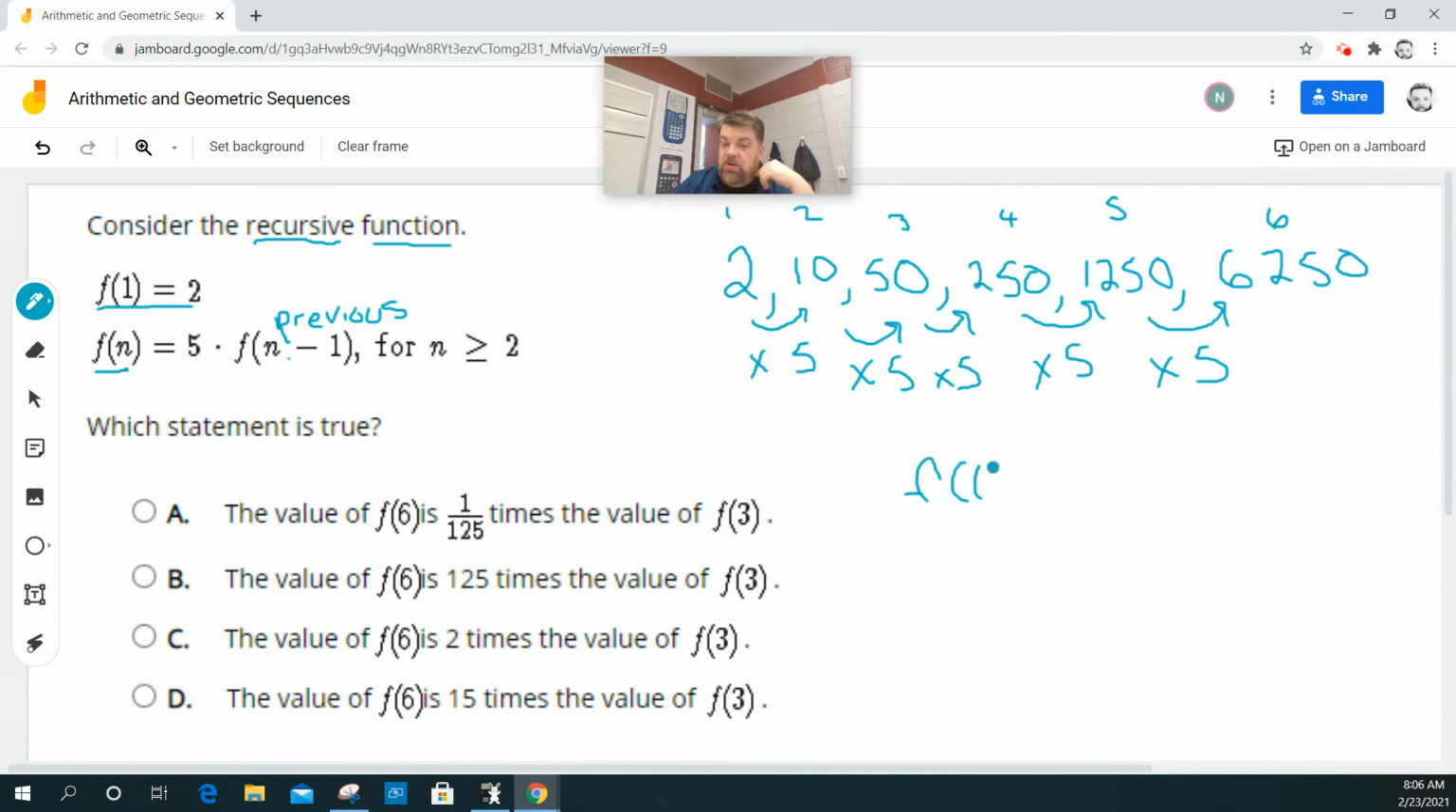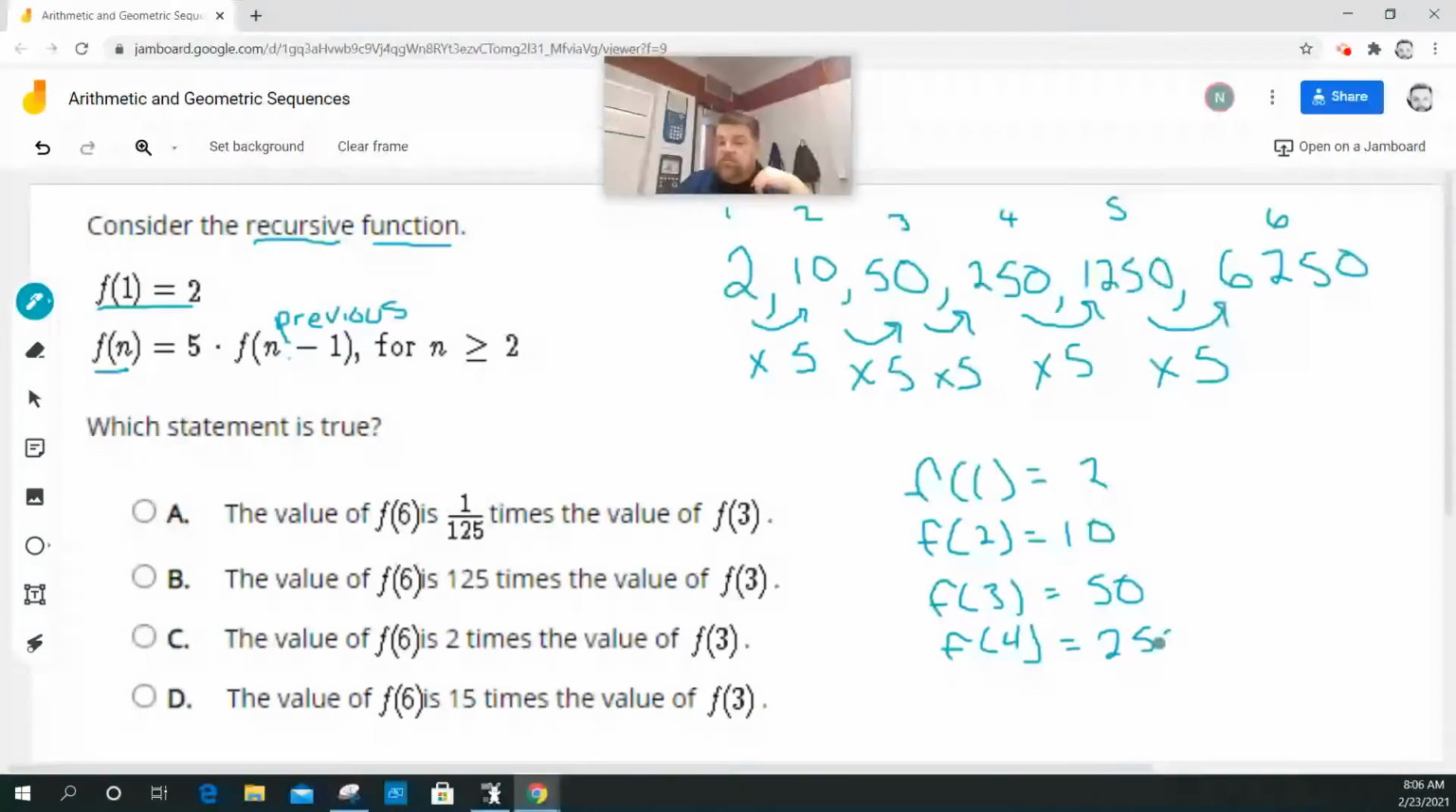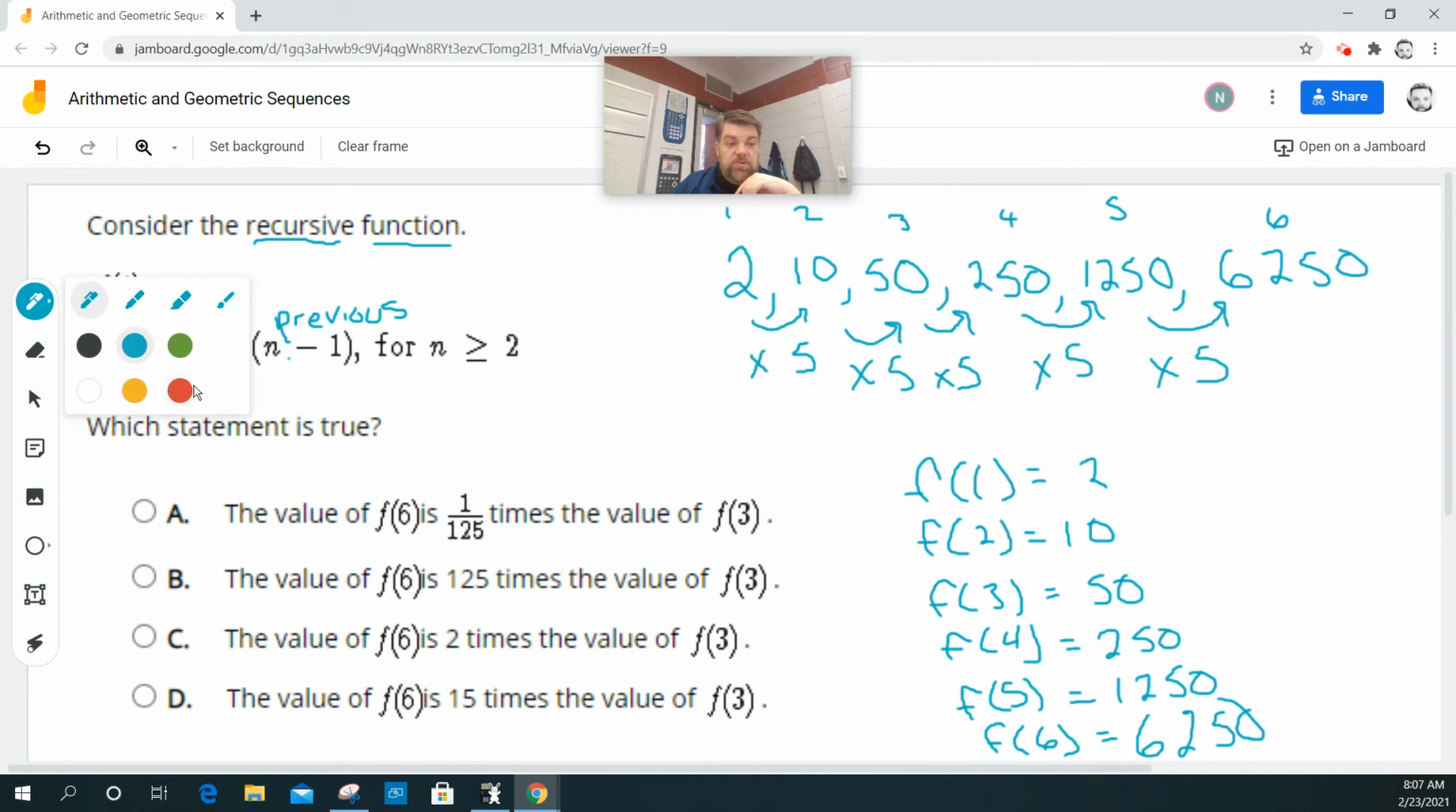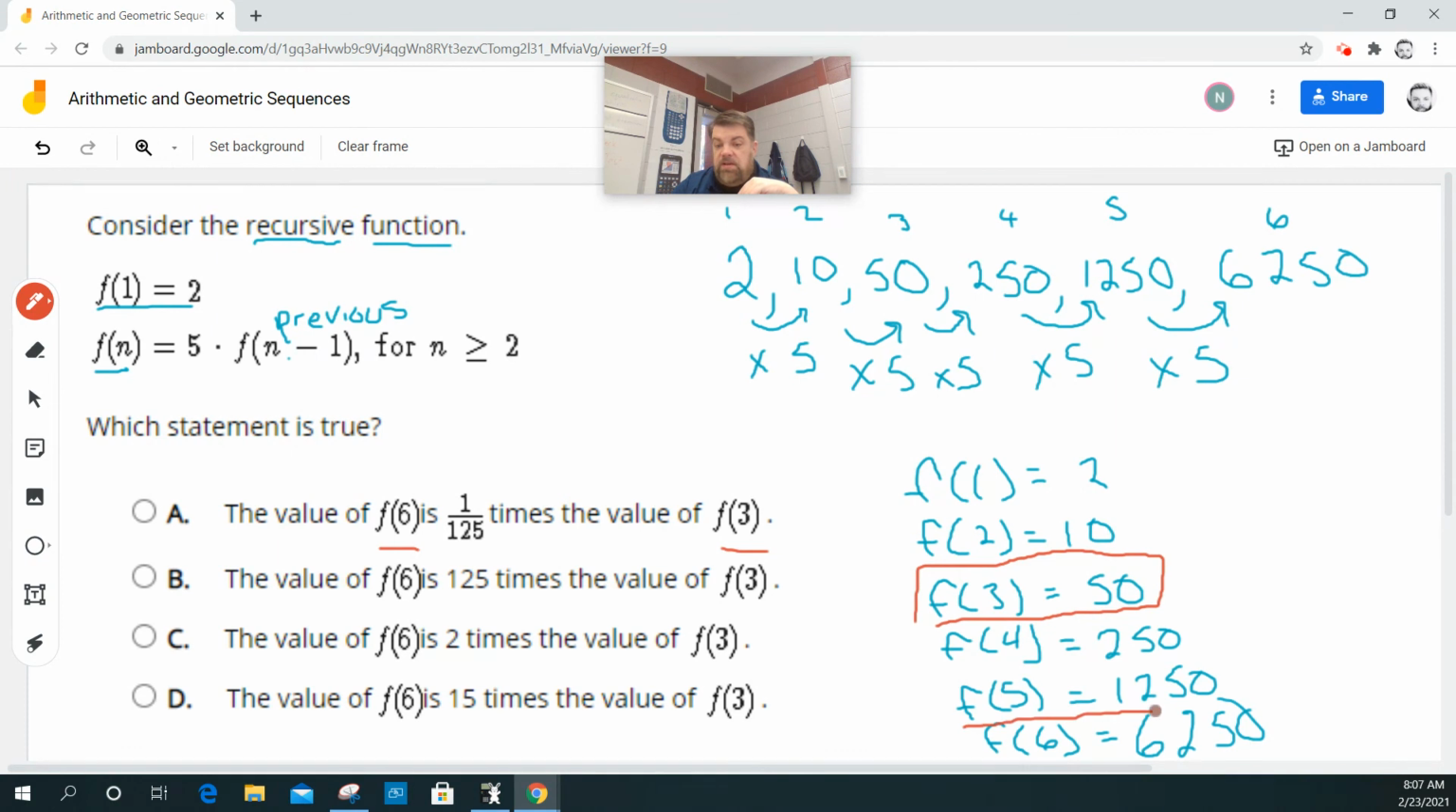So let's rewrite it like this. F of 1 is equal to 2. F of 2 is equal to 10. F of 3, the 3rd term, is equal to 50. F of 4 is equal to 250. F of 5 is equal to 1,250. And then f of 6 is equal to 6,250. And in all of these, what we're doing is comparing f of 6 to f of 3. So we're going to look at f of 3, which is 50, and there's some sort of relationship between f of 3 and f of 6, the 3rd and 6th term.